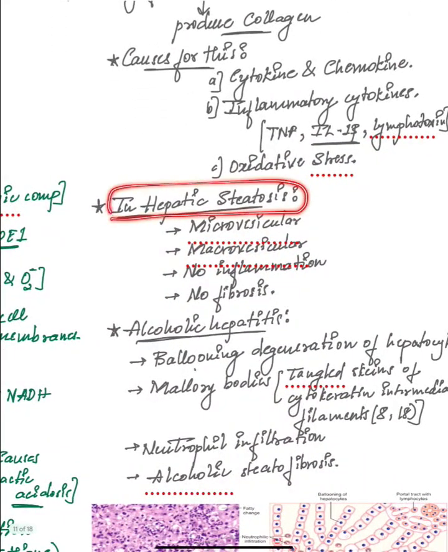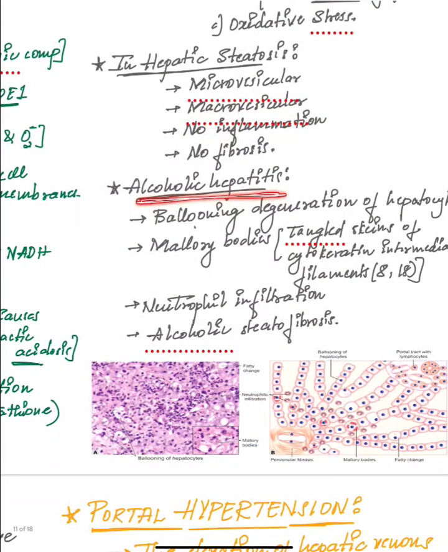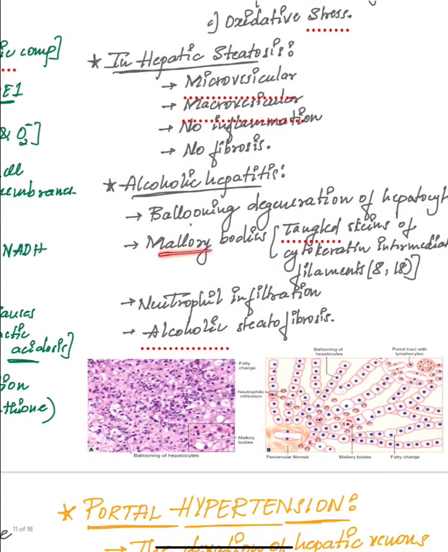In hepatic steatosis, it may be microvesicular or macrovesicular, with no inflammation or fibrosis. In alcoholic hepatitis, there will be ballooning degeneration of the hepatocytes. Mallory bodies are present. What are these Mallory bodies? These Mallory bodies are tangled skeins of cytokeratin intermediate filaments, of cytokeratins 8 and 18. There will be neutrophil infiltration, and alcoholic steatofibrosis.